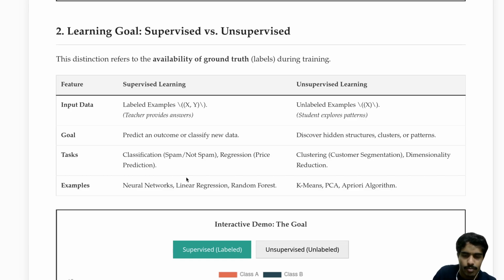Now let's classify the models by their goals, right? This depends on your data. Supervised learning is like studying with a teacher who has the answer key. You have the input data X and output label Y. You show the model a picture of a cat and say this is a cat. The goal is prediction. On the other hand, unsupervised learning is like a self-study. You have the input X but no labels, no answer key. You dump data into the model and say find the pattern. So here the goal is discovery.